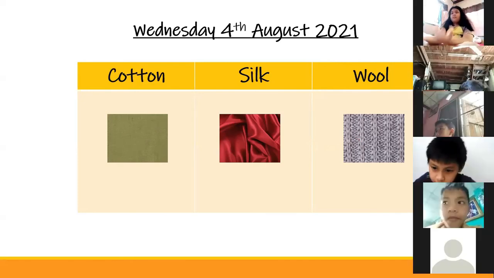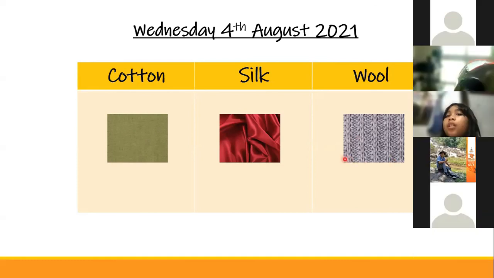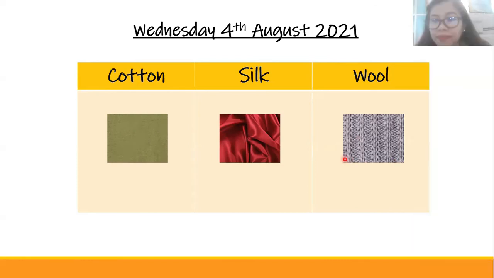Is everything clear? No questions? Again, you don't have to draw. Do not draw, do not print. Look for your old clothes. If it's made of cotton, cut a small piece, silk, and wool. And then you have to paste it on the correct column. Cut a small portion. You can cut them into circles, squares, like this one. No questions? Very good. I hope everything is clear and you understand our lessons.